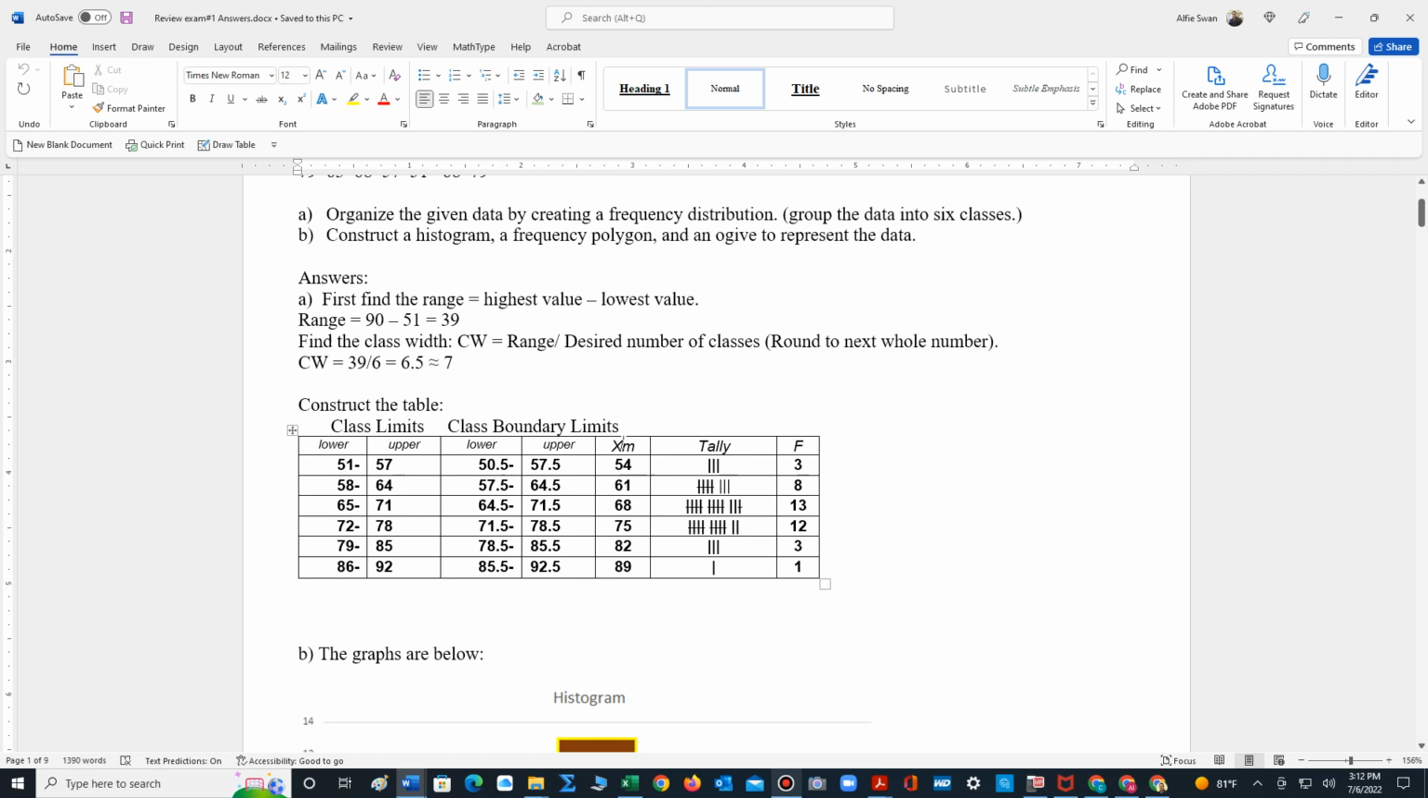Here I went ahead and just added a column for the midpoints, the tally, and the frequencies. For the class limits, we always determine the lower limits first, beginning with the lowest value, 51. We add the class width 7 to get 58, and then continuously add 7 to generate the other lower limits. To get the first upper limit, subtract 1 from 58 to get 57, and then once again just keep adding the class width 7. 7 plus 57, 64, and just repeat that process until all the other upper limits are computed.